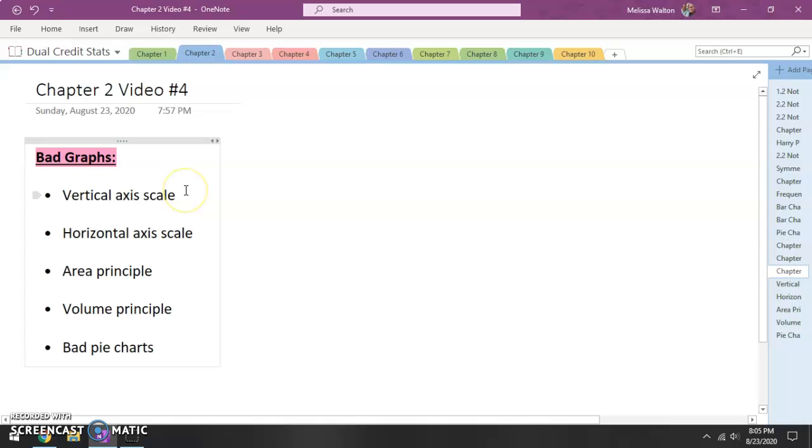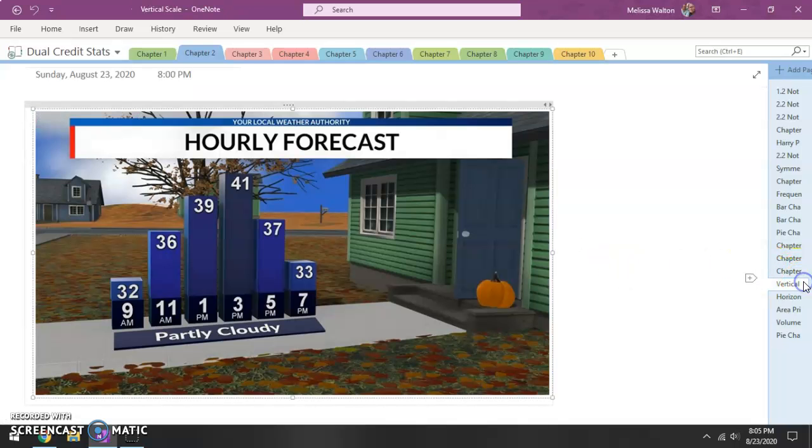All right, so first mistake of bad graphs is when we are messing with the vertical axis scale. So I'm going to go ahead and show an example. All right, this is on our local news every single day. They post things like this on Facebook and on Twitter. And I want to talk about the vertical scale here.